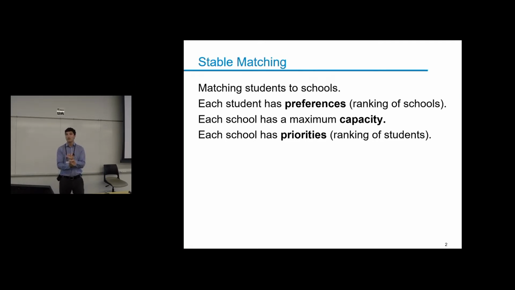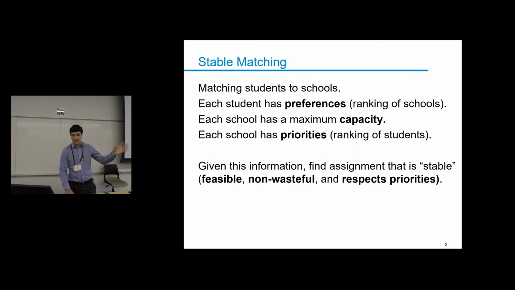One, we know the students' preferences, so a ranking of schools. Two, each school has a maximum capacity, maximum number of students that they can take. And three, the schools also have priorities, which they use whenever the number of applicants exceeds their capacity to decide which students to choose. And so given these pieces of information, we now want to find a matching that has nice properties.